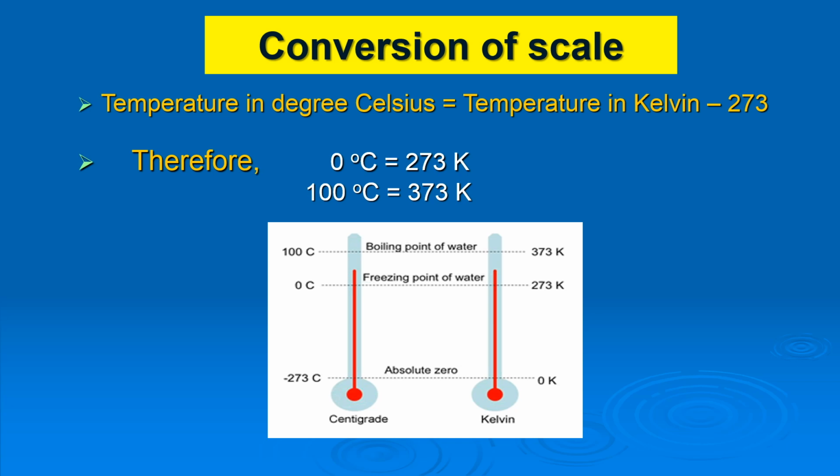From our diagram, we can see that the boiling point of pure water is 100 degrees Celsius, or 373 Kelvin. The same applies for the freezing point of pure water, which is 0 degrees Celsius, or 273 Kelvin. We note here that the absolute zero is at 0 Kelvin, or minus 273 degrees Celsius.